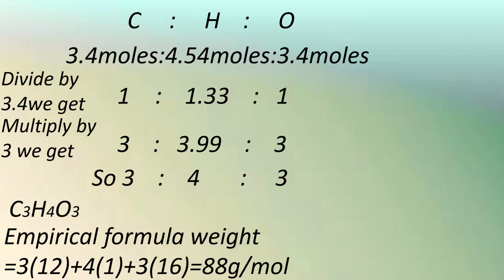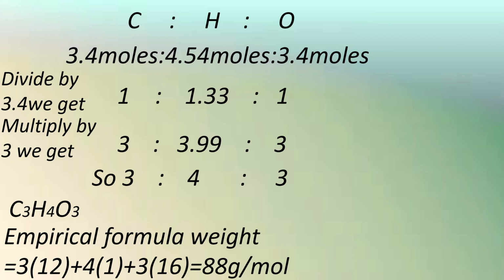Now, this 1 and 1 are whole numbers, but 1.33 is a fraction. So we have to find the whole number. So we will multiply first by 2, but by multiplying by 2, we cannot get the whole number. So we will multiply by 3, we get 3 is to 3.99 is to 3. 3.99 is approximately equal to 4. So 3 is to 4 is to 3. So carbon is 3, hydrogen is 4, oxygen is 3. So C3H4O3 is the empirical formula of the unknown compound.